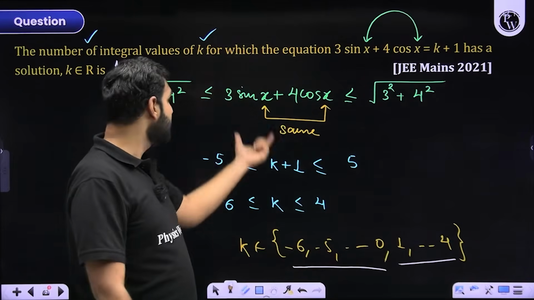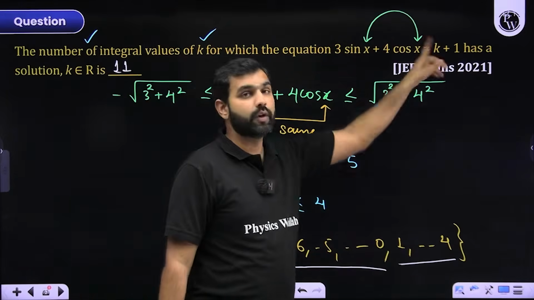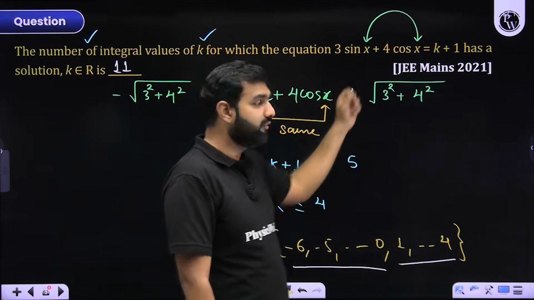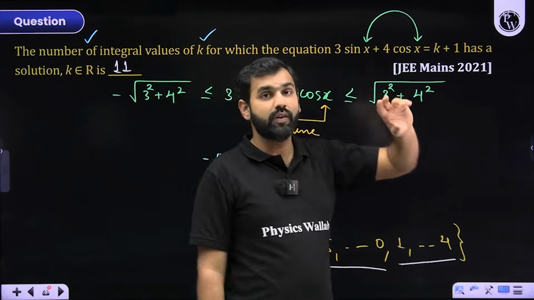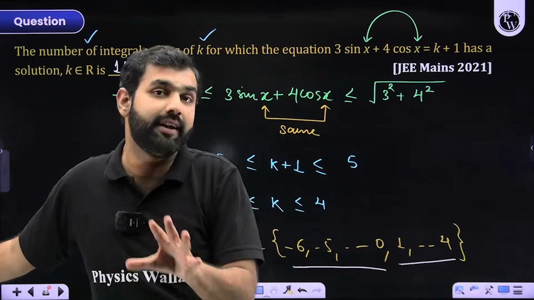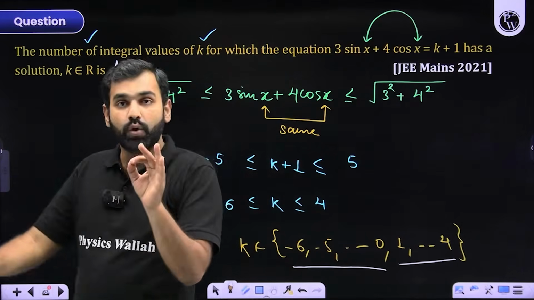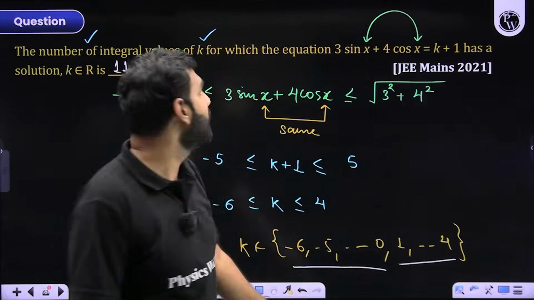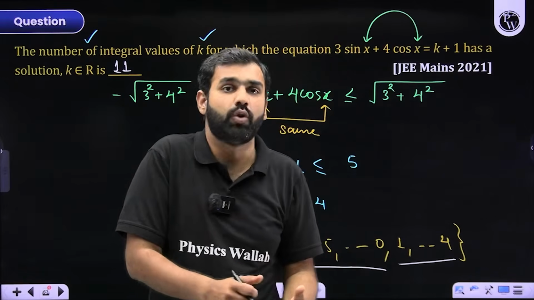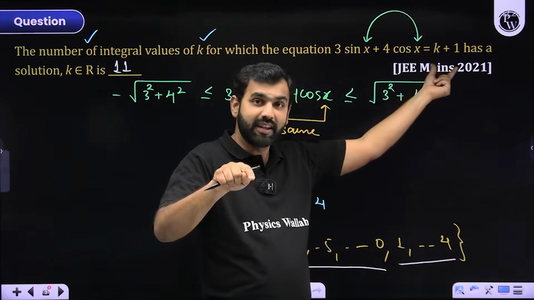Why? Because 3 sin x plus 4 cos x is supposed to lie between minus 5 and 5. So this is given equal to k plus 1. If this is equal to k plus 1, then k plus 1 is also mandatorily supposed to lie between minus 5 and 5. And if we are told that k takes only integral values, I'll say k can take only minus 6, minus 5 up till 4 only. These are the only 11 integral values which k can take if this equation has a solution, if this equation can be solved. That is possible only when k plus 1 falls under the range of it being solved.